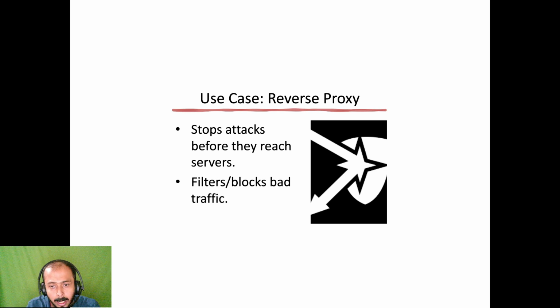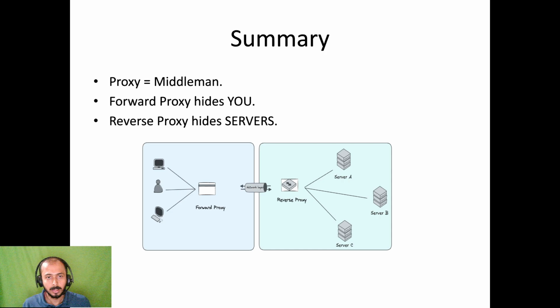It filters and blocks the bad traffic. When the reverse proxy understands that a bad actor is trying to get access to the server, as I said, it will move the traffic to a dummy server, so that the attacker will never know the exact server location or be able to gain access to that server. Okay, I hope you now understand how forward and reverse proxy work.